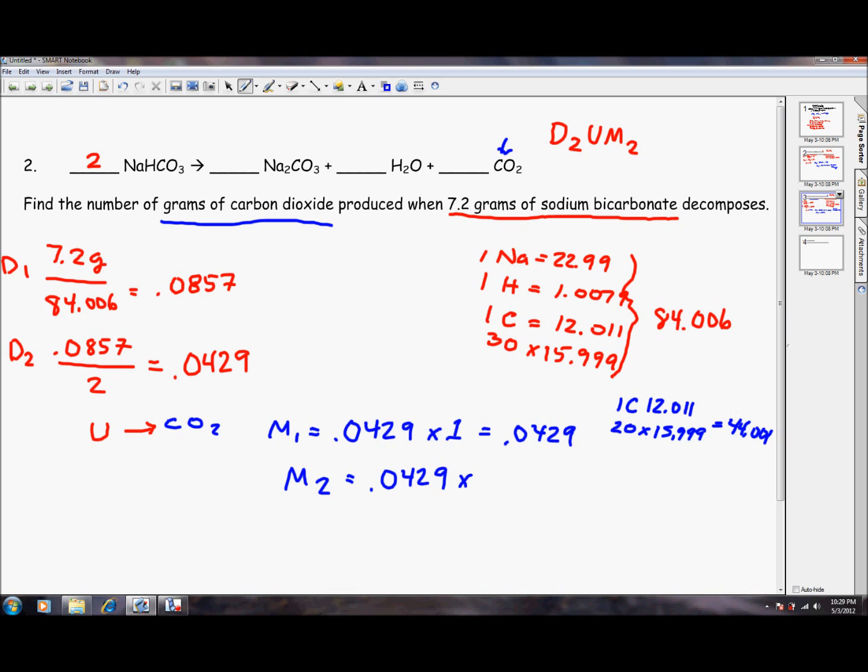So I'm going to take 0.0429 times 44.001. Okay, in this case the answer is 1.8856. Okay, now I'm going to go back here and say, how do I round that off? I have 2 significant figures, so I need to round this one off to 2. Okay, so that disappears, that disappears, that disappears. Since that's an 8, I'm going to round that to 1.9 grams of CO2.